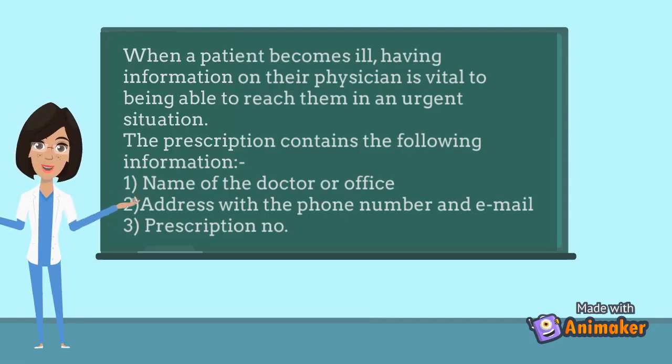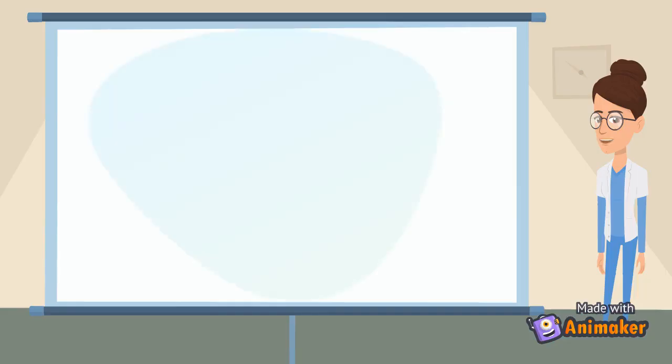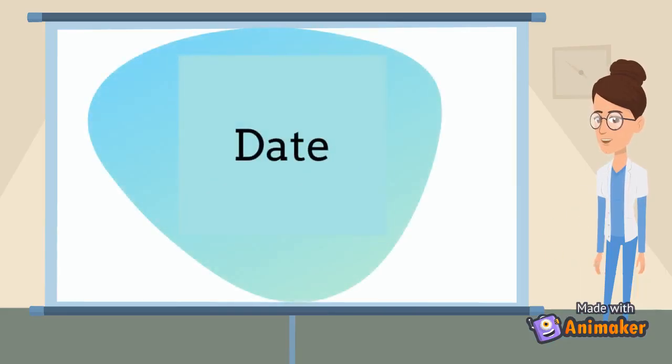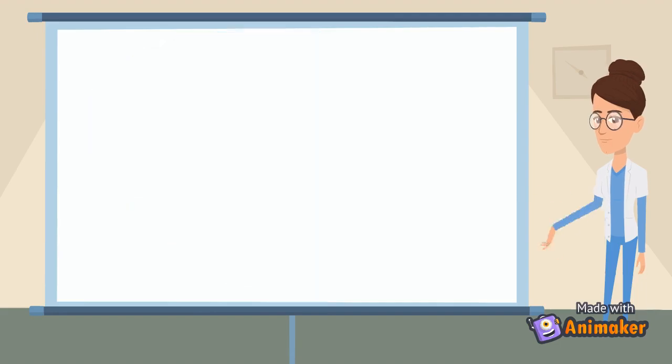This part of the prescription is needed when the patient becomes ill. Having the information of the physician is vital to being able to reach them in an urgent situation. The prescription contains the following information. First, the name of the doctor or office. Second, the address with a phone number and email. Third, the prescription number. Now we will talk about the next part of the prescription, which is the date.